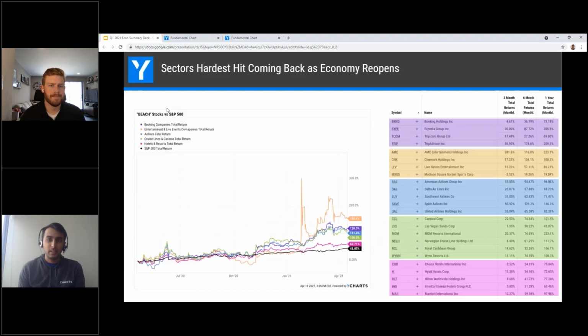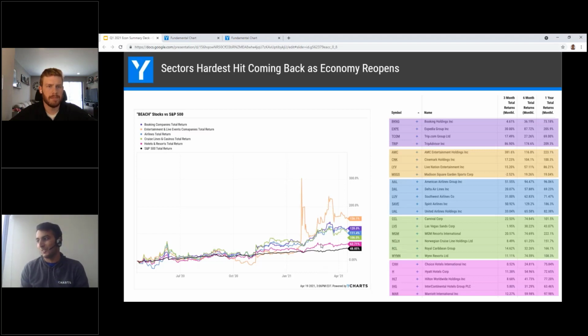And then moving along to the next slide here, we cover the sectors hardest hit coming back as the economy reopens. So if you've seen some of our marketing content around this, these have been really closely followed industries because it's what really got hit back in March. It was the things that are leading to traveling and just consumer companies. So these are notably called the beach stocks, and you'll see we have booking, entertainment, airlines, cruise lines, and hotels. And you can just see overall the progress from that March low and the huge uptick we're seeing in a lot of these industries this quarter as we're seeing things reopen.